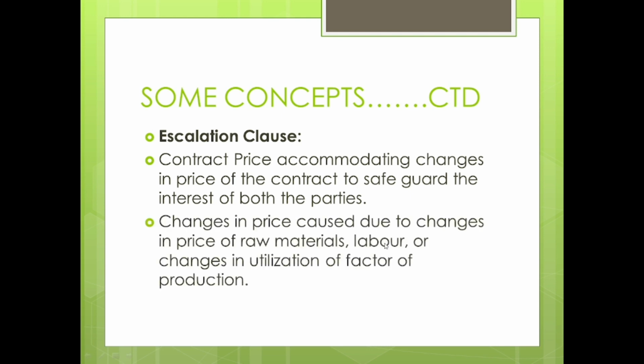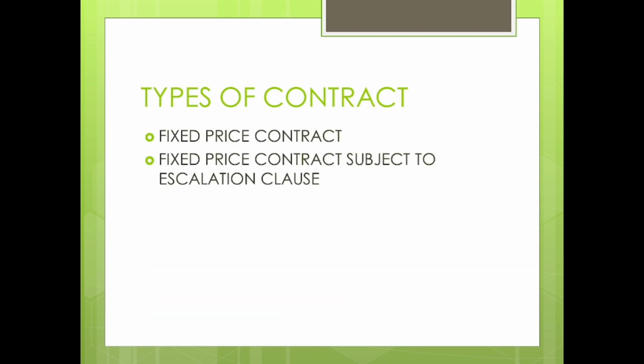So generally the changes in price are caused due to changes in price of raw materials, labor, or changes in utilization of factors of production. Now we have three types of contract. The first one is fixed price contract. The second one is fixed price contract subject to escalation clause. And the third one is cost plus contract.